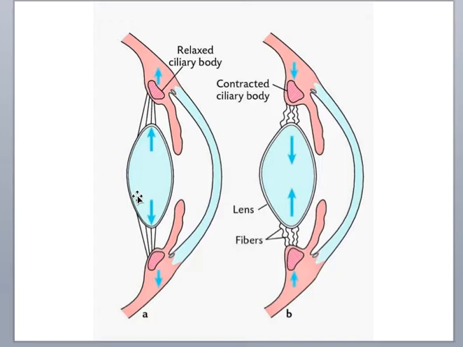Well, when you switch and you look at an object up close, what happens is that we need to relax these suspensory ligaments so that the lens can become a little bit fatter, a little bit more round, to focus the light differently so that we can look at the up close object. And so the ciliary body will actually contract, and that relaxes these suspensory ligaments, allowing for the lens to somewhat bulge out. And this process is called accommodation, okay?